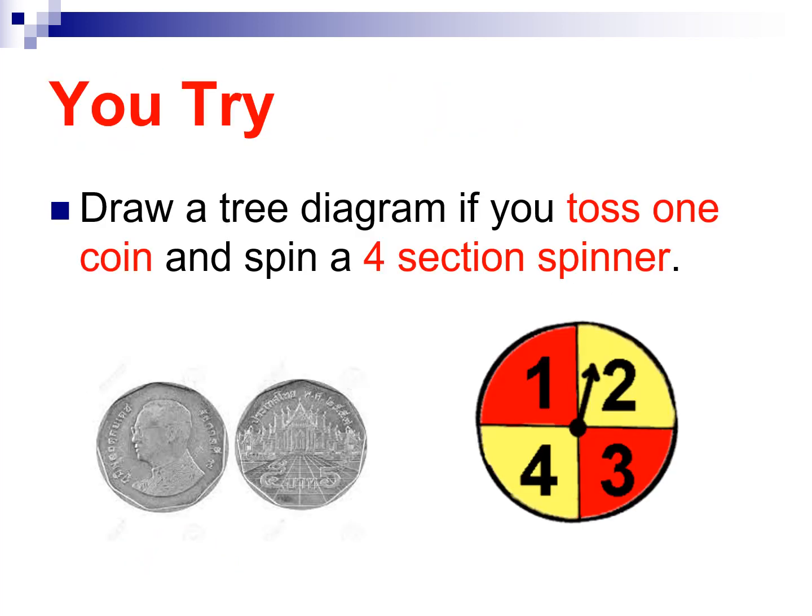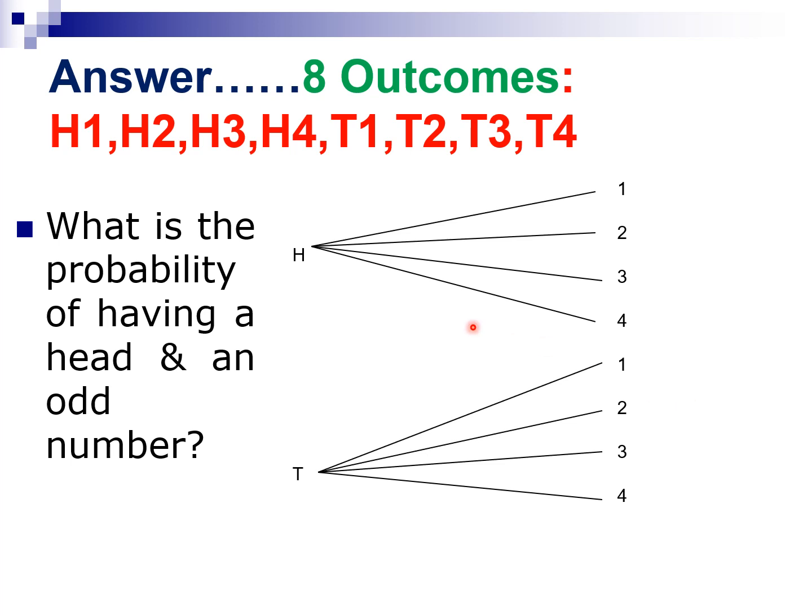Now let us have another one. Let us draw a tree diagram if you toss one coin and spin a 4-section spinner. So in our tree diagram, for the coin, we have head and the tail, and for the spinner, we have 1 to 4. So we have 8 outcomes. So H1, H2, H3, H4, T1, T2, T3, T4.